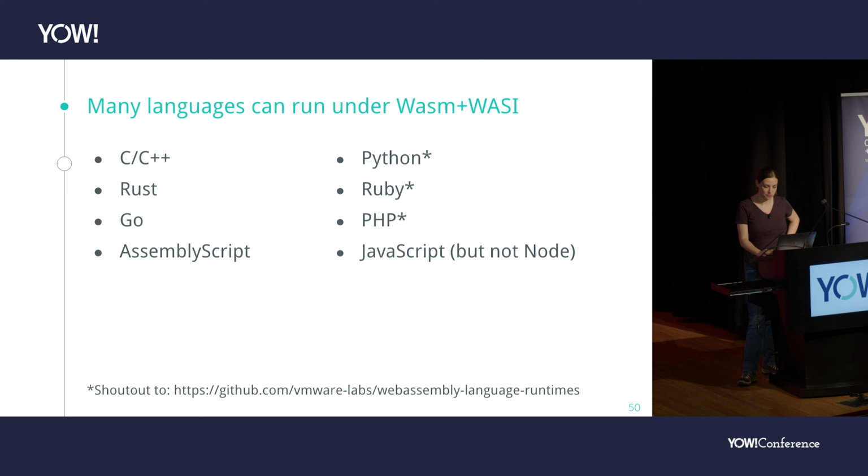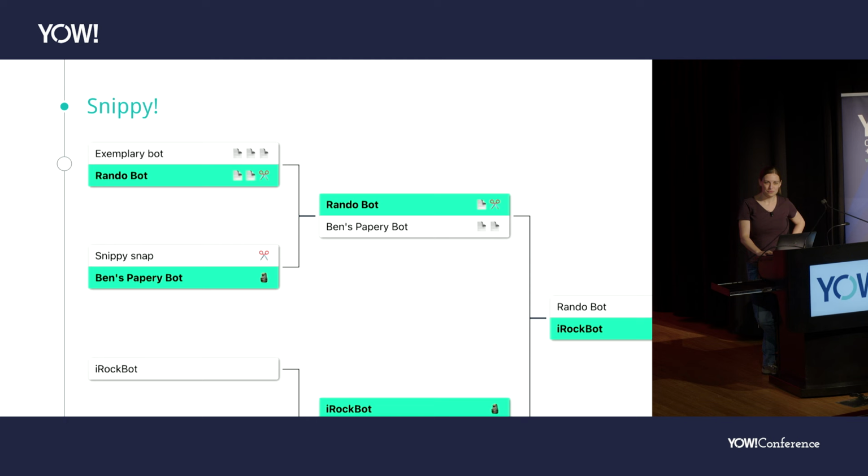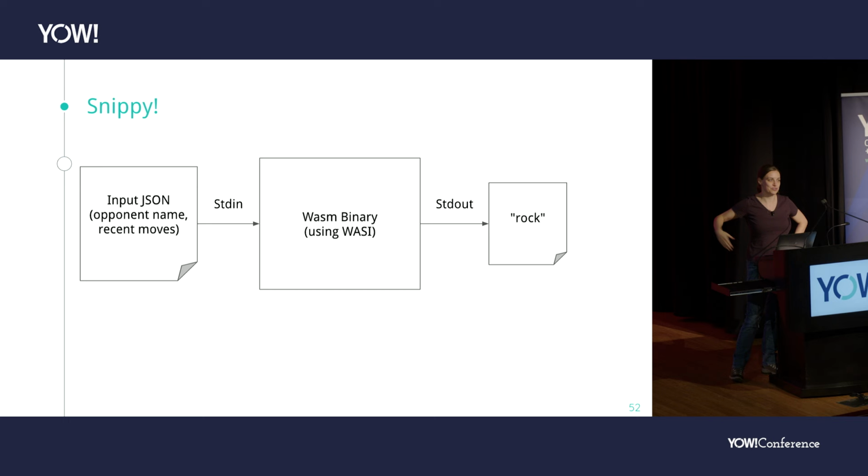And for our particular rock, paper, scissors tournament, I've chosen to use just standard in and standard out as our way of interacting between the bots. So anyone can upload a WebAssembly binary if it is compiled with the WASI API, and just print to standard out either the word rock, scissors, or paper, to choose a particular move for a particular round. But there's also some input in here as well.